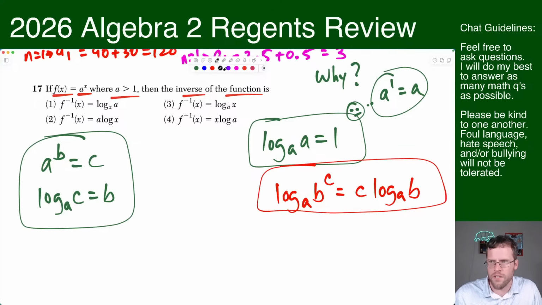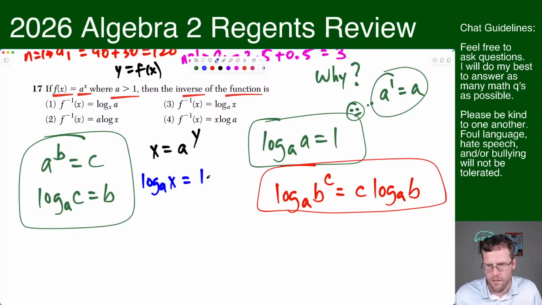So when they tell you to find the inverse, just remember, in general, we have y equals f of x. The inverse function, we would switch x and y. So I would say x equals a to the y. And then I could do log base a of both sides. I'm going to do log base a of x equals log base a of a to the y.